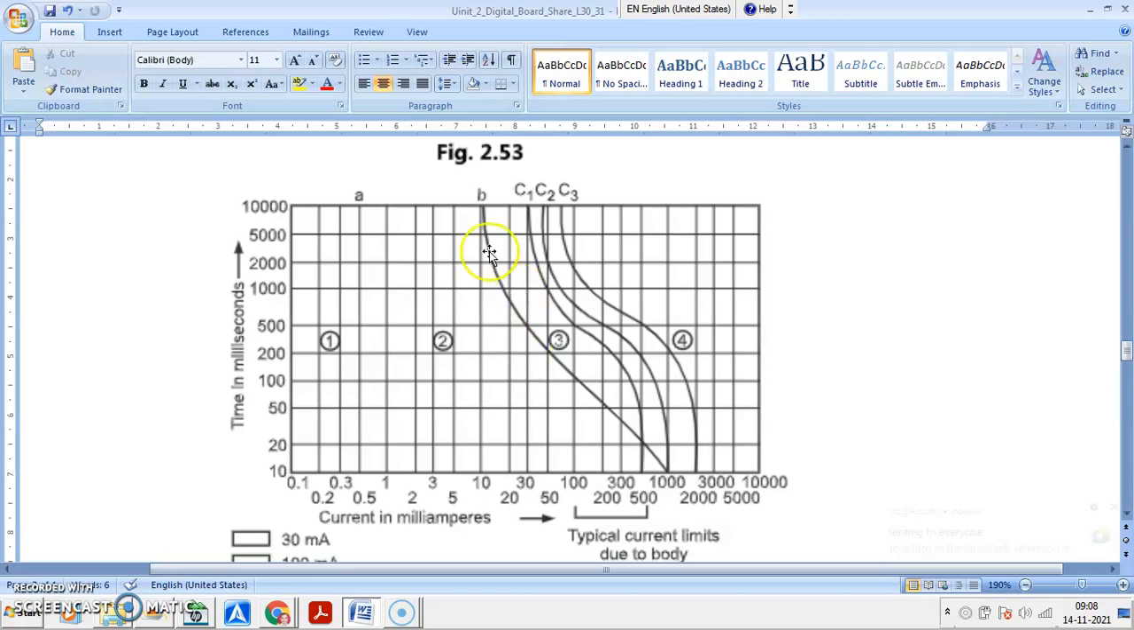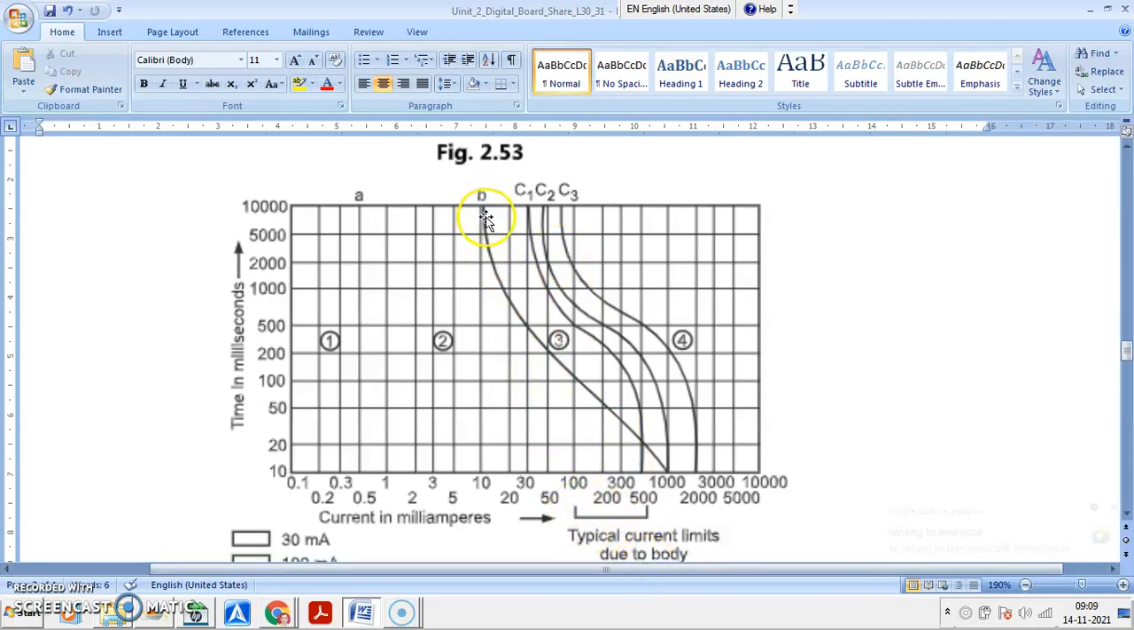So you can have the tripping characteristics, current in milliamperes and time in milliseconds for operation. So you can have the setting that is provided by the characteristics you are having. You can have the typical current setting.